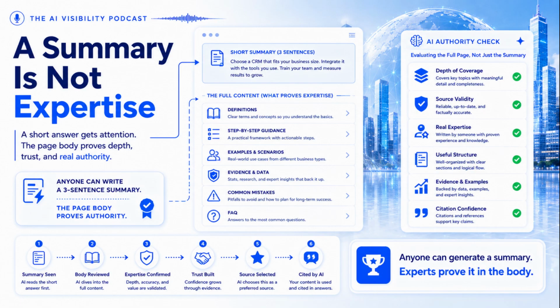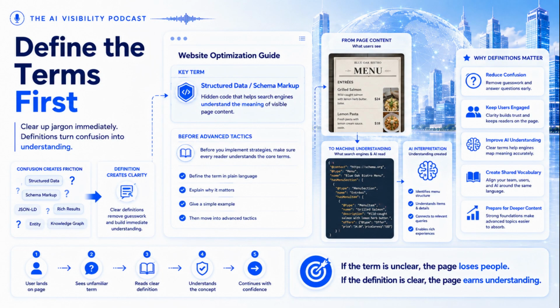Because an AI is also evaluating the depth and validity of the source. Anyone can use an AI to generate a 3-sentence summary. True. Schneppat's template uses the body of the page as an engine of trust and utility to prove you are an actual expert. And it starts with definitions. You have to clear up jargon immediately. Right. In his essay, Schneppat uses the example of structured data when talking about website optimization. He points out that you can't just dive into advanced tactics without defining the terms. You lose people instantly if you do.